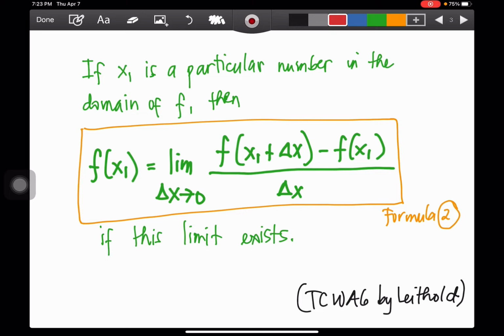From this definition, we can come up with another formula we call formula number 2, which states that if x sub 1 is a particular number in the domain of f, then f prime of x sub 1 is equal to the limit of f of x sub 1 plus delta x minus f of x sub 1, all over delta x, as delta x approaches 0, if this limit exists.